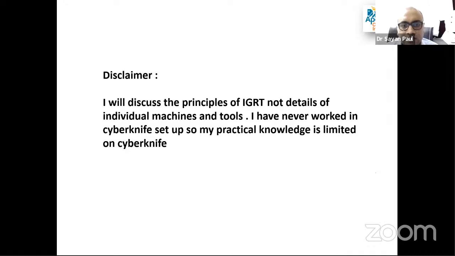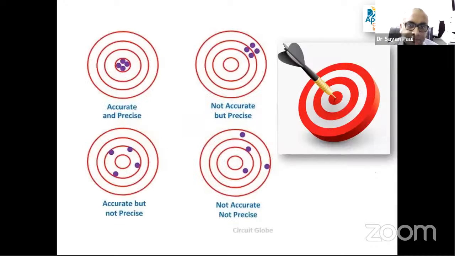He or she knows the technique, and if he or she knows the technique and principle, he can work in any machine with any tool. And I have never worked with CyberKnife, so my knowledge of CyberKnife is also limited. But I was telling about accuracy and precision.